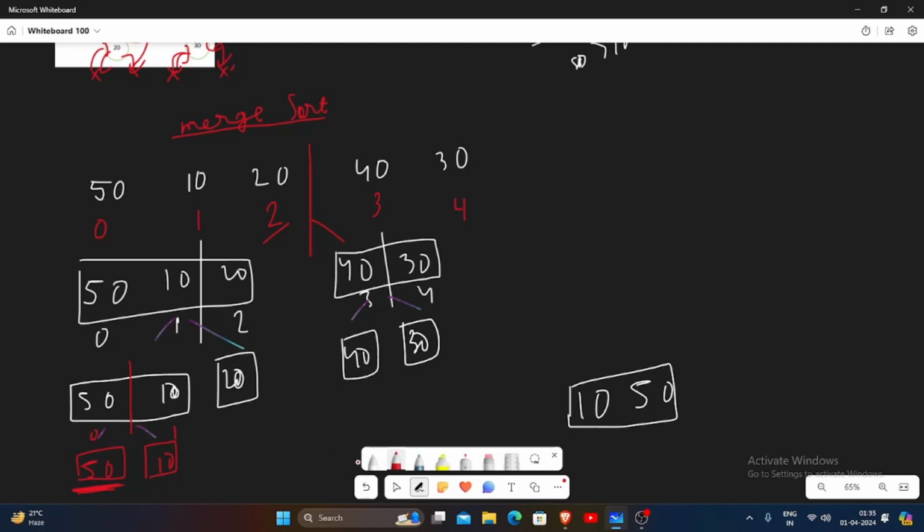That means if this was my mid, and this was my I, so mid minus I. If this was my I and this was my mid, 10 has to appear here before 50. So mid minus I inversions would be there. Okay, mid would be at this index, mid minus I inversions would be there.